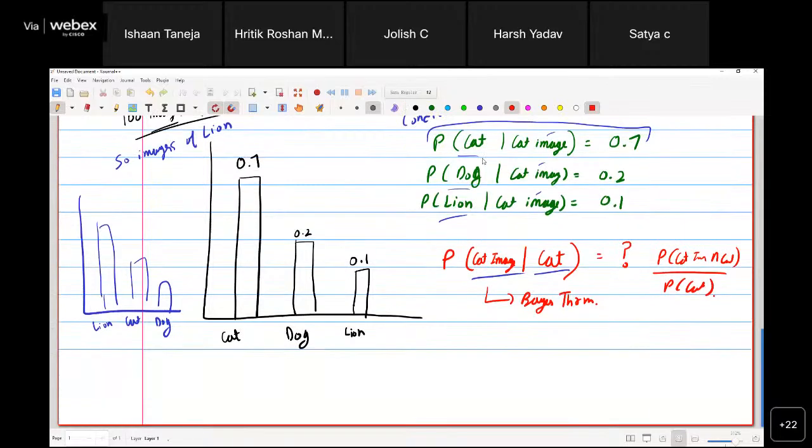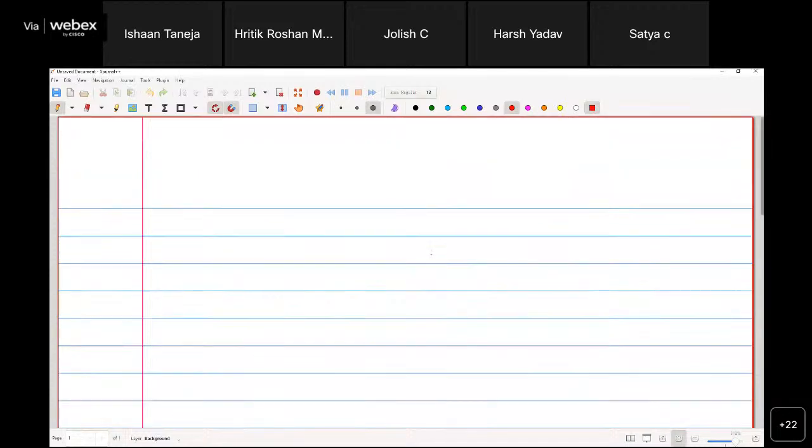Okay, let me just add one more. I don't know if this was covered earlier, so let me just do it. You know what a sample space is, right? Sample space is the set of all possible outcomes. So let's say my experiment is tossing 2 coins. So my possible outcomes are this.